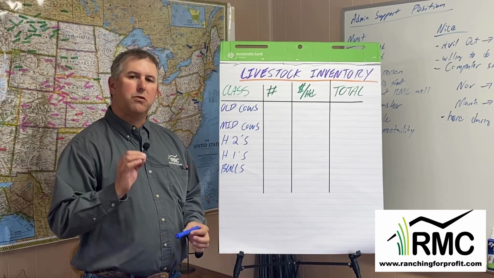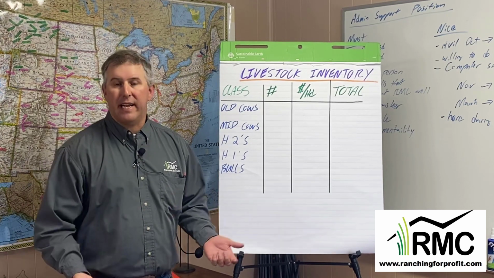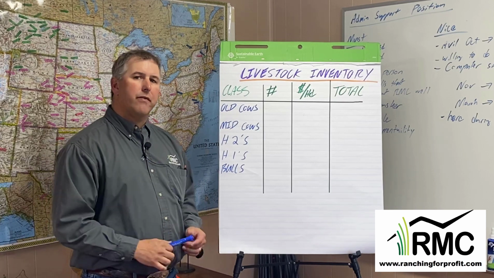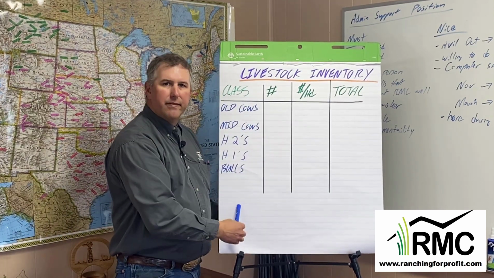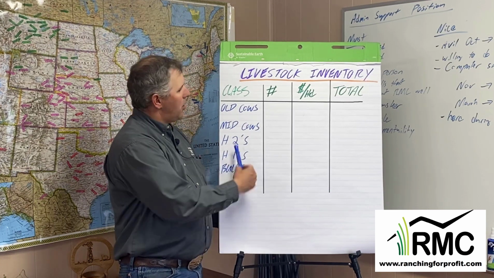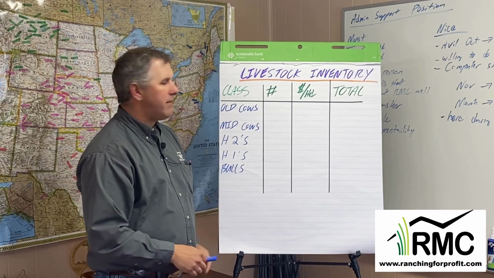So we need to push through status quo bias with our owned livestock. In fact, anything we own. In order to do it for livestock, make a chart like this and list the classes of animals down the side. Once you've done that, then put the number of each of those animals that you currently have in inventory.